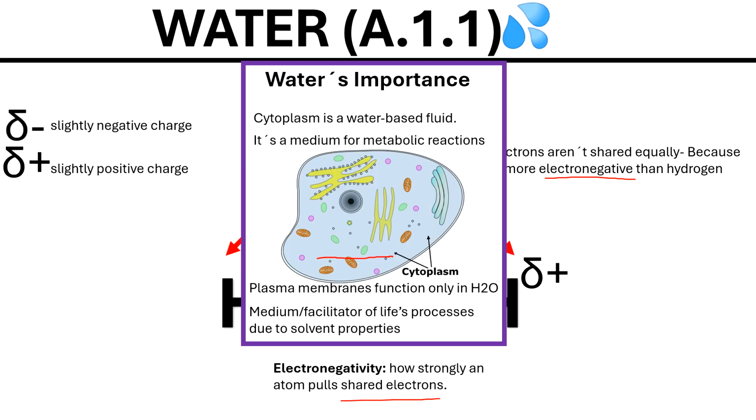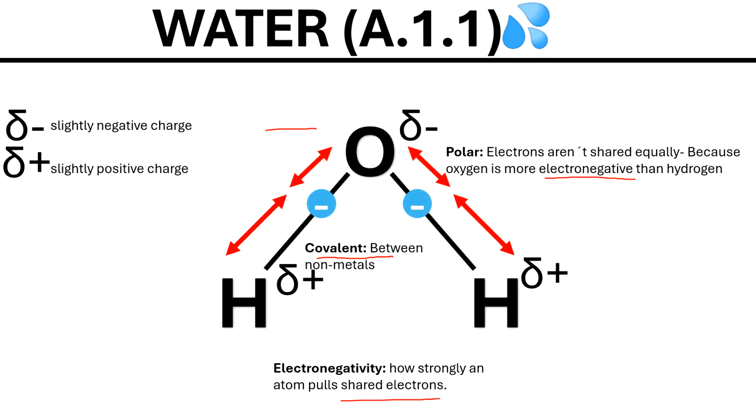Now, water is important for various reasons. Firstly, cytoplasm, which many cells or all cells contain, is water-based, so without it, life would not exist. It's also a medium, or a place, for metabolic or chemical reactions to happen. Plasma membranes can only function in H2O as well, and it is also a medium or facilitator of lysis processes due to its solvent properties, so it can dissolve solutes or other substances.